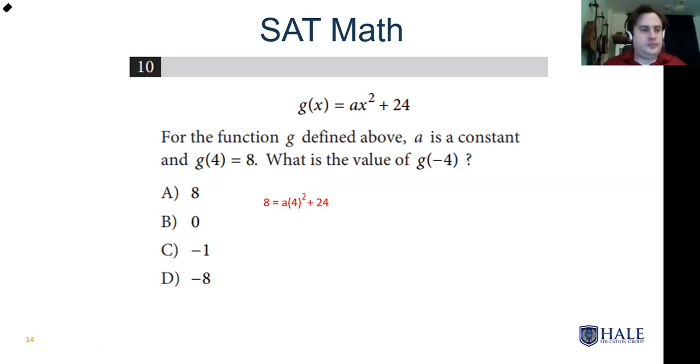Well, let's see, 4 squared is 16, so that gives us 8 equals 16a plus 24. Let's subtract 24 from both sides of this equation, and we get -16 equals 16a. Now we just divide both sides of this equation by 16, and we get that a is -1. There it is, answer choice A. I'm sorry, answer choice C. So let's pick C and move on.